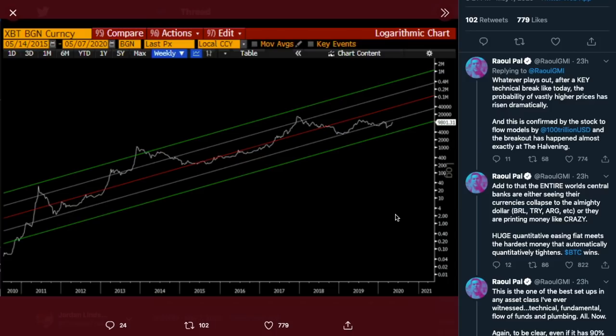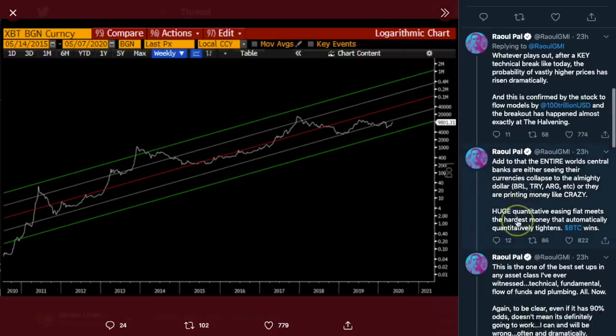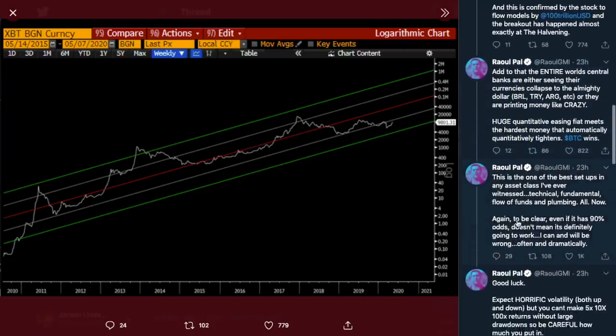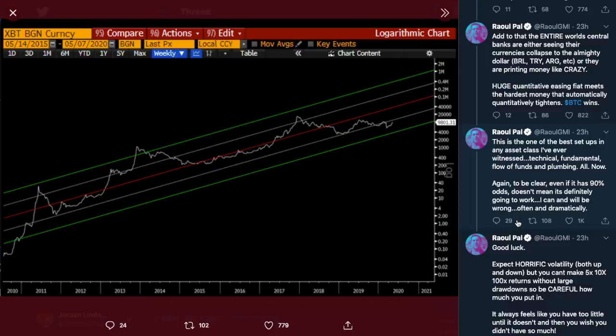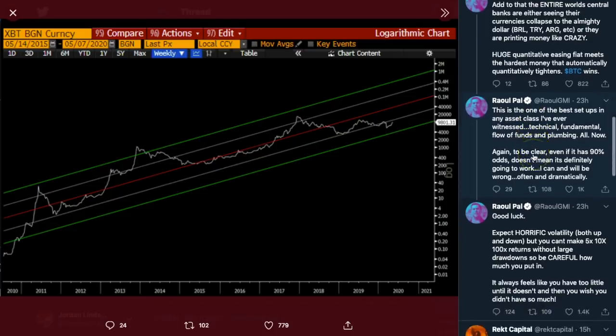If you don't know what that is, if you don't know what the halving is, just hang out with me one second. He goes on to give why right now is the perfect storm for Bitcoin, as Paul Tudor Jones also touched on in the Bloomberg article. He goes on to say this is one of the best setups in any asset class that he's ever witnessed: technical, fundamental, flow of funds and plumbing all happening right now.